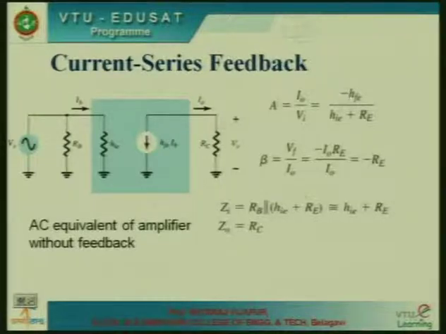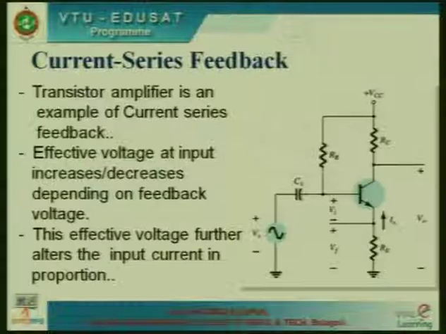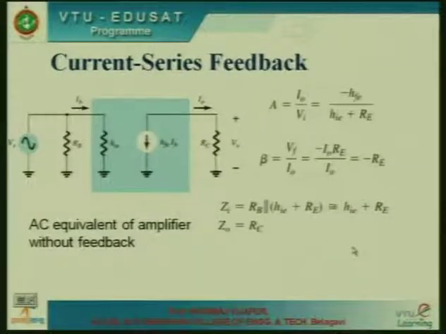So, it is minus HFE IB divided by what is there at the input? At the input you have HIE, which represents input impedance, as well as we have RE, right. So, HIE plus RE into IB will be the input voltage. IB cancels on both the sides. So, you will get the open loop gain.